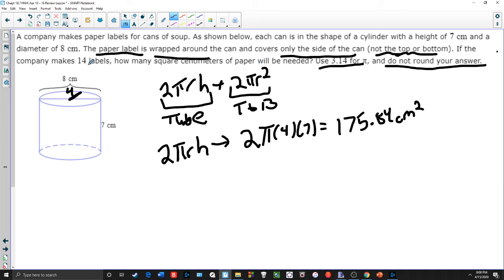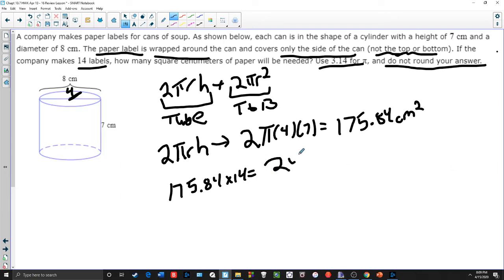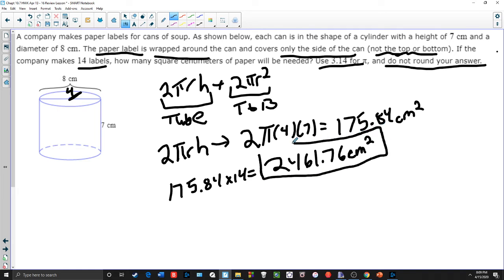Now, this is for one can, right? Because again, it says that this is the dimensions of one can. We want to make 14 labels. So we want it for 14 cans. So once again, we are going to take our 175.84 times our 14, and that should give us how much for 14 cans. So 2,461.76 square centimeters. And it says do not round, so we would leave it as this. We leave the 0.76 on there because their instructions are to not round, so we're not going to do that.